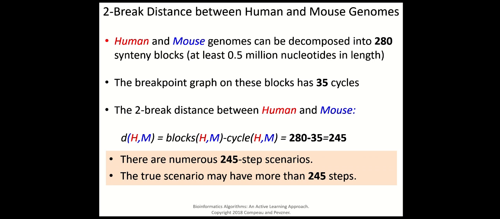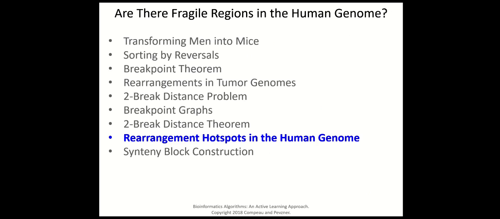But the problem is that we do not have a unique deterministic answer, because there are numerous 245-step scenarios. The true scenario may have more than 245 steps. So this is an estimation on average. And in the next video, we will speak about rearrangement hotspots in the human genome.